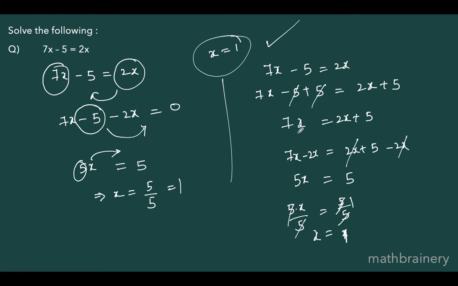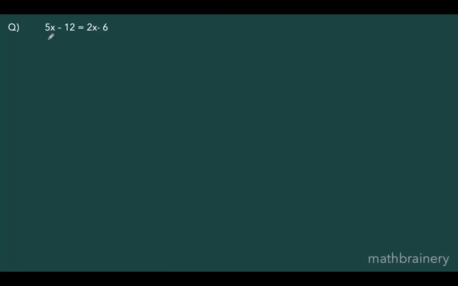But from the next question onwards, we will be using the method of transposition to solve the equations. Let's look at the next question. 5x minus 12 is equal to 2x minus 6. This is a linear equation, with variable terms on both sides, 5x on the left hand side and 2x on the right hand side. Now to solve this using the method of transposition, let me first show you step by step.